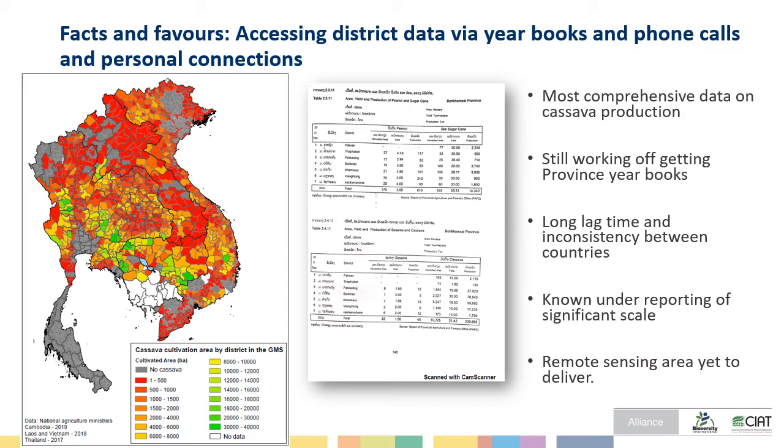So there still is a desire, and work is ongoing, to see how we can use remote sensing to get a better idea of what's happening in production each year, and also the timeliness of when things are getting established and harvested. But we're not there yet.